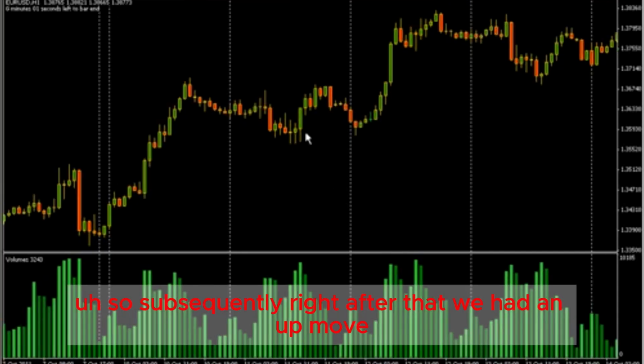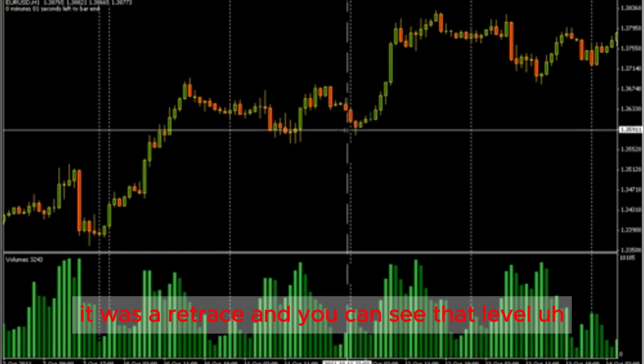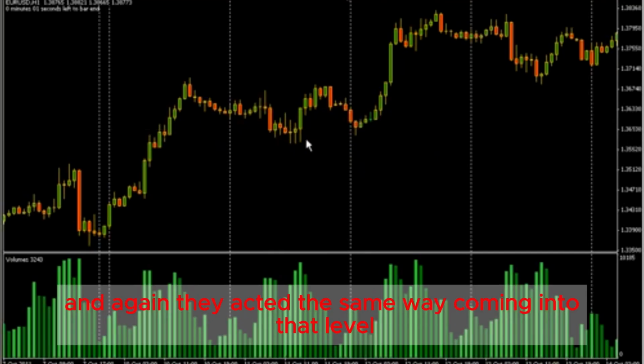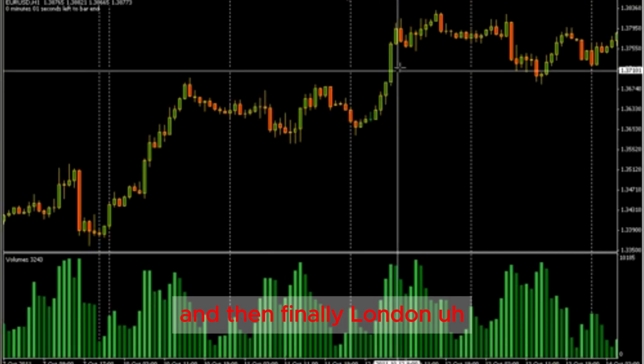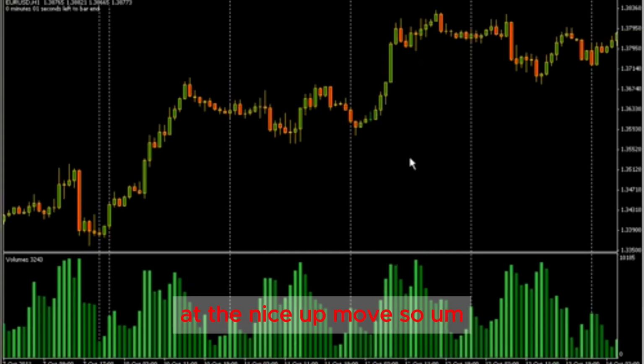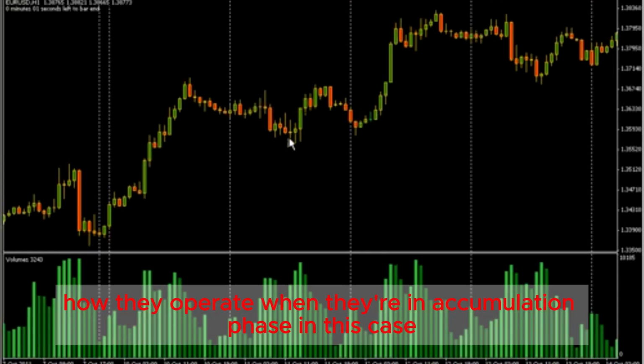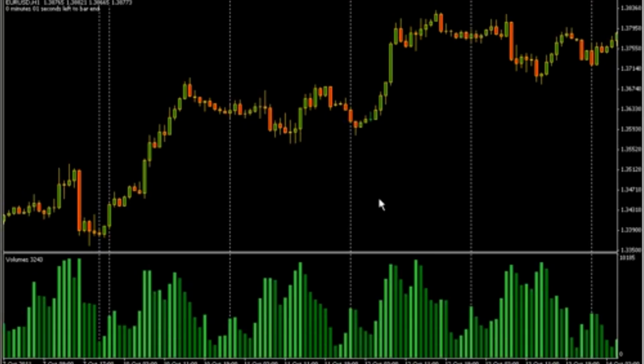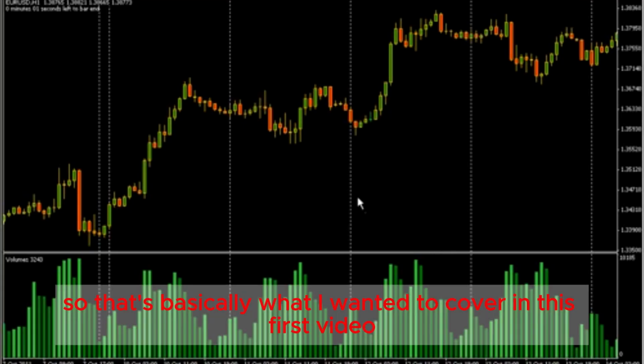Subsequently, right after that, we had an up move. We came into Asia session, it was a retrace, and you can see that level held as a level of demand. And again, they acted the same way, coming into that level. And then finally, London, New York session, that's a nice up move. So that's a good first example to explain how they operate when they're in accumulation phase, in this case. And really the increase in volume, along with the candles there, revealing that they were buying.